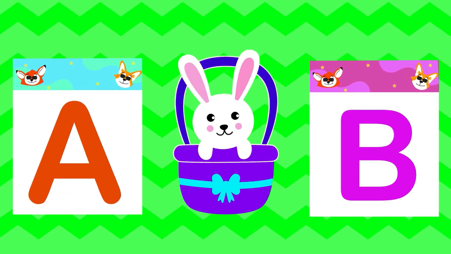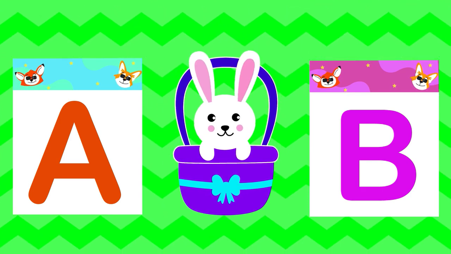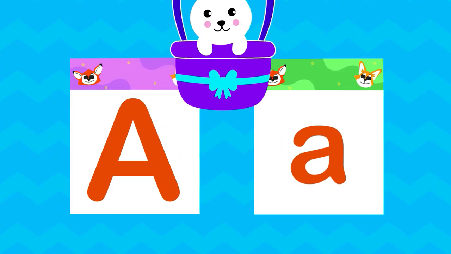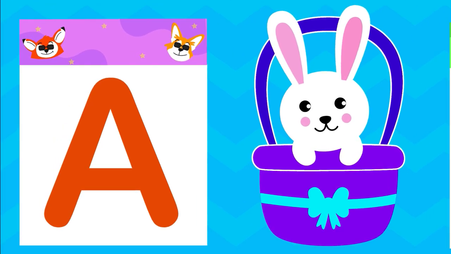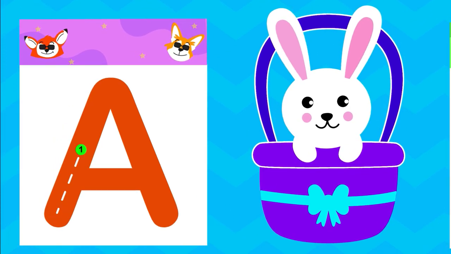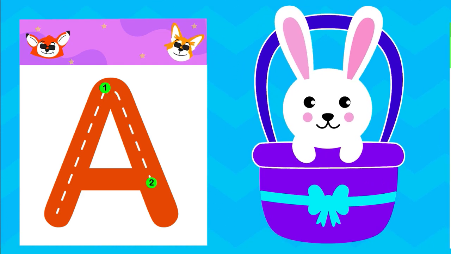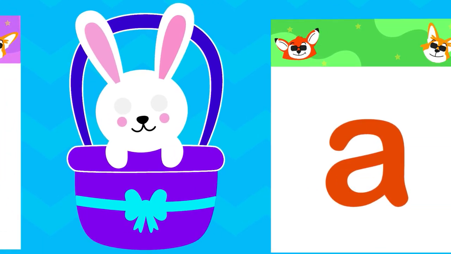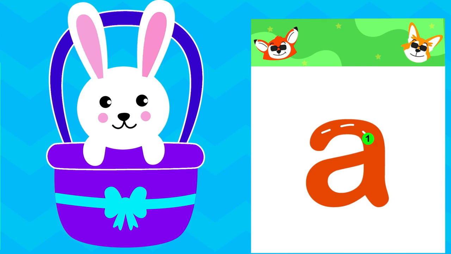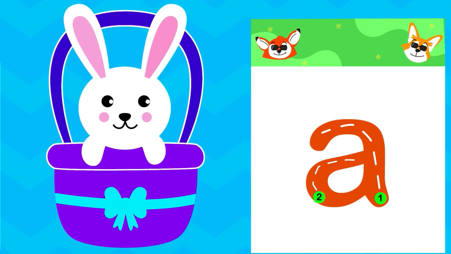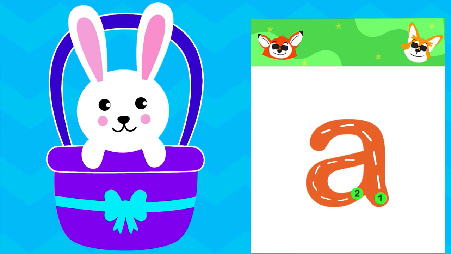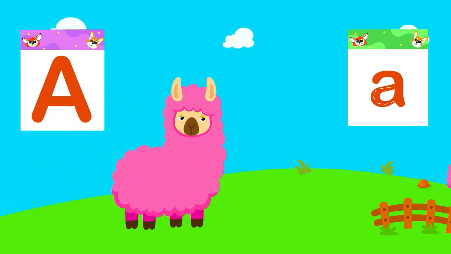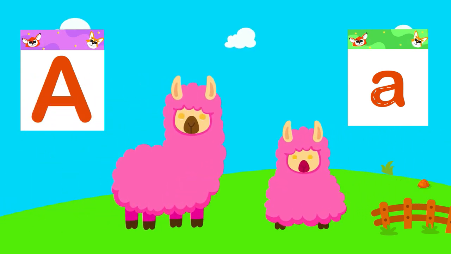Hey toddlers! Today we're going to learn about the alphabets and how to write them. A. Let's write the letter A. 1, 2, 3. It's an A. One, two, A. Alpaca.